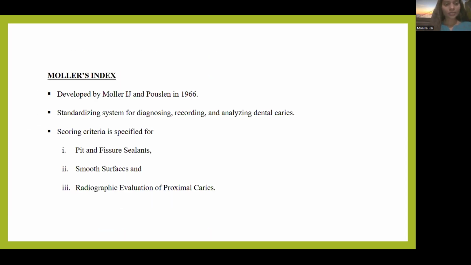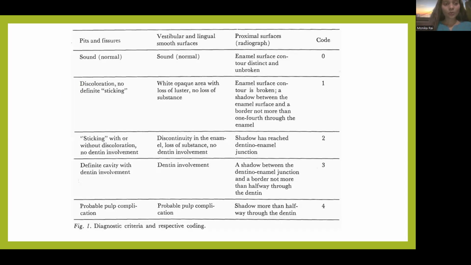Next is the Molars index. So the Molars index was developed by Moller, Poulsen and Pauls in the year 1966, and it is a standardizing system for diagnosing, recording, and analyzing dental caries. Scoring criteria is specified for pit and fissure sealants, smooth surfaces, radiographic evaluations of proximal caries, and this is the scoring of the Molars index.